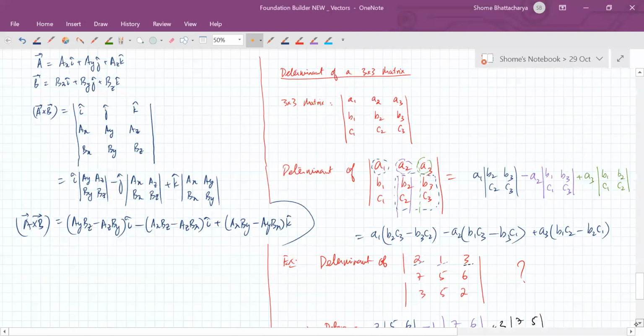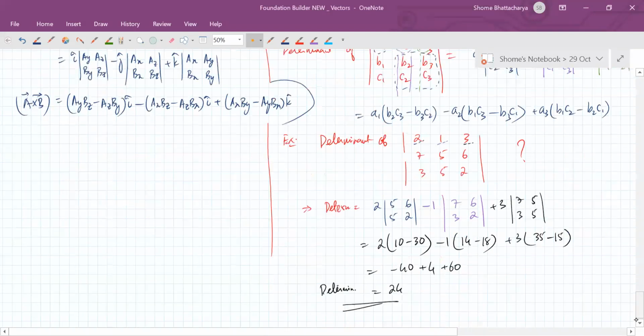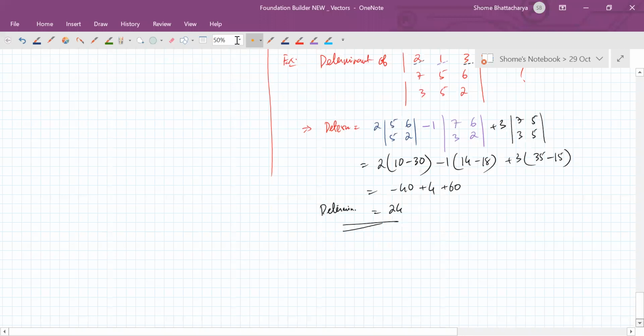Once you get used to this determinant thing, it's pretty easy. So let's work out a quick example or two.